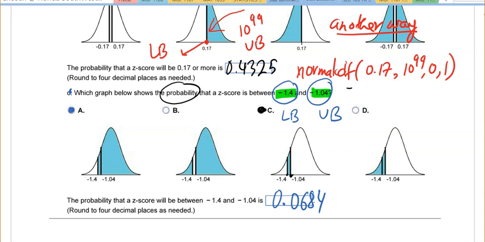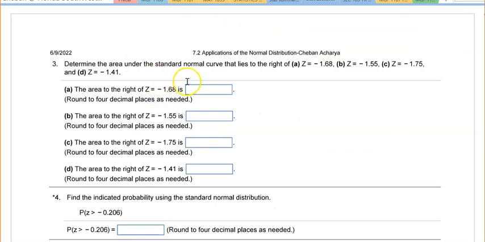Okay, question number 3. There are 4 parts to the problem, but I'll just do one part, and the other ones are similar. Since I do one, you should be able to do the others. Determine the area under a standard normal curve that lies to the right of this z-score. I'm going to do only this part here.